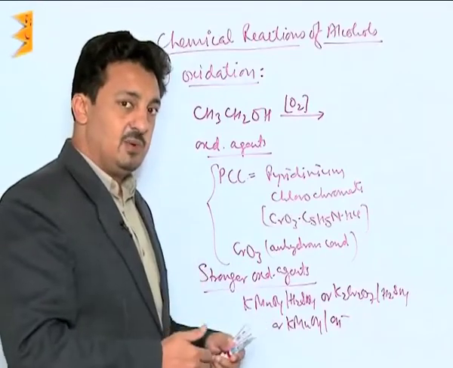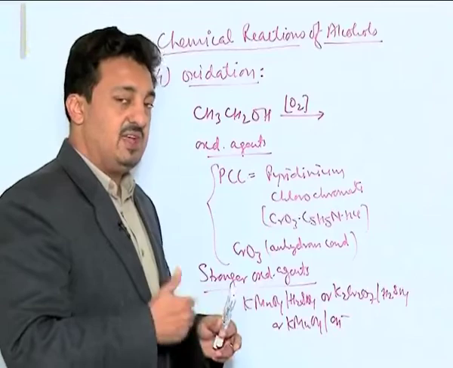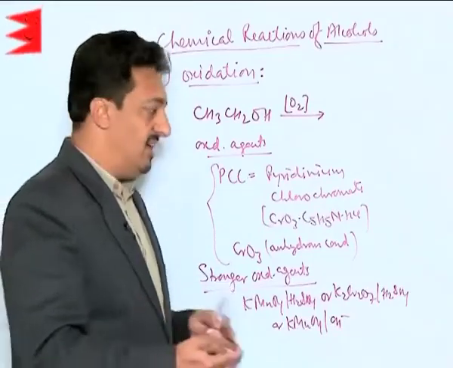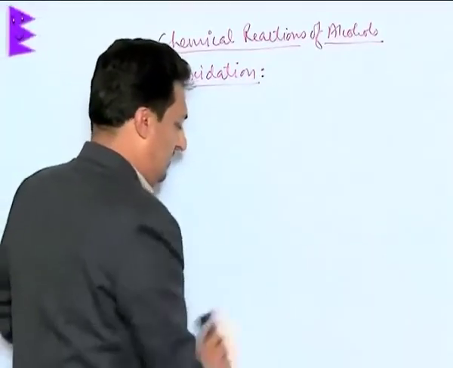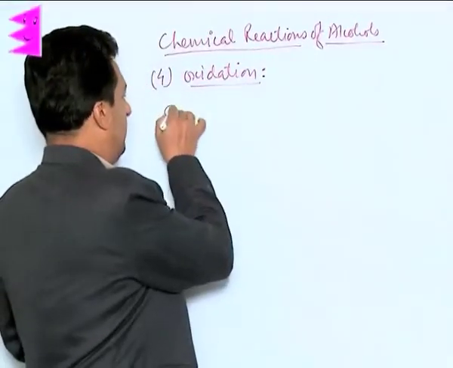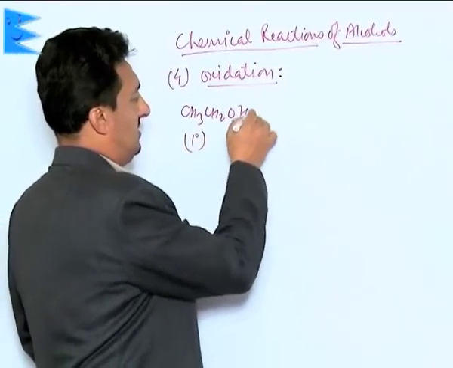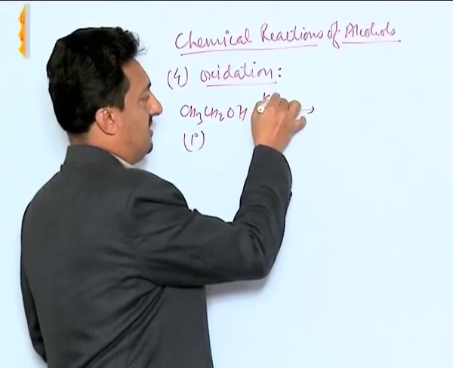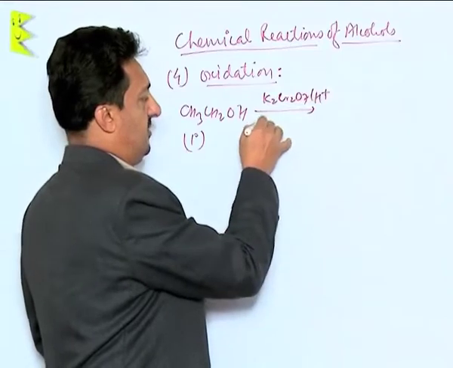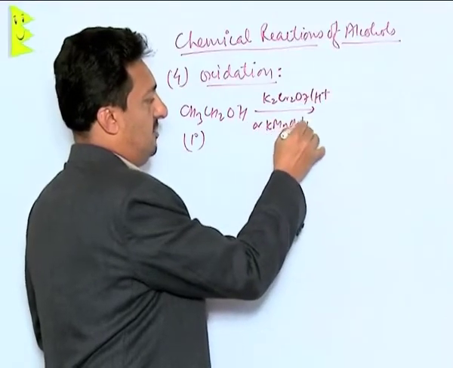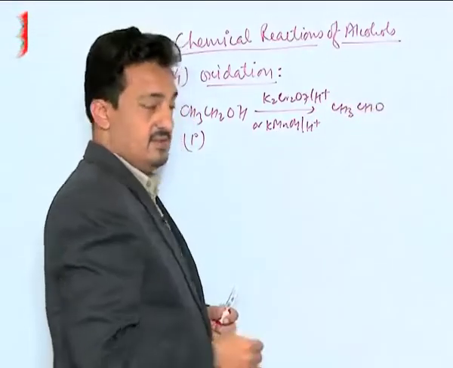In ketones, further oxidation is a little bit difficult, but if we heat them, yes, we can get acids. Let us see now how they are used. Let us take the example. If we have a primary alcohol and we are using any one of these, K2Cr2O7 or KMnO4 in acidic medium, first we get an aldehyde.